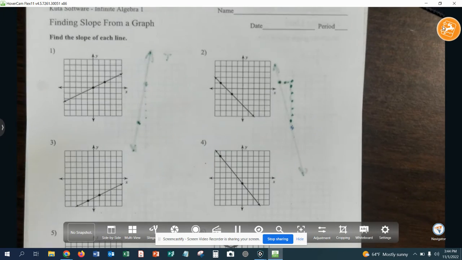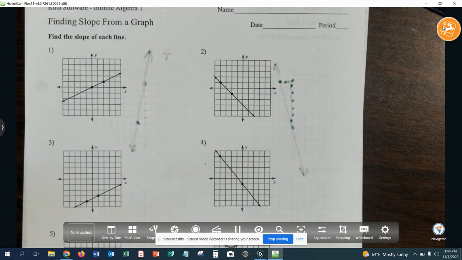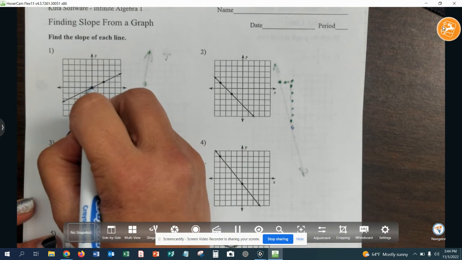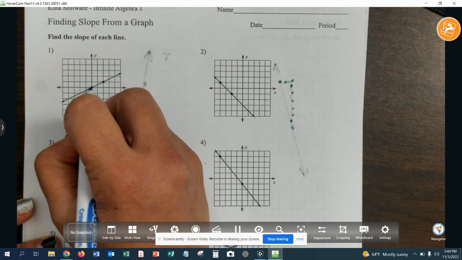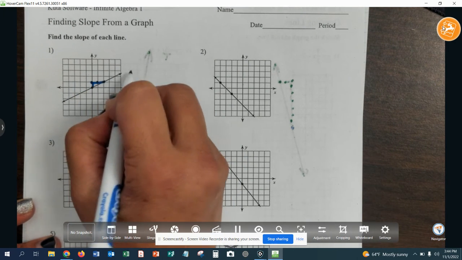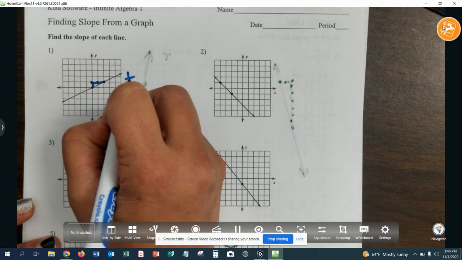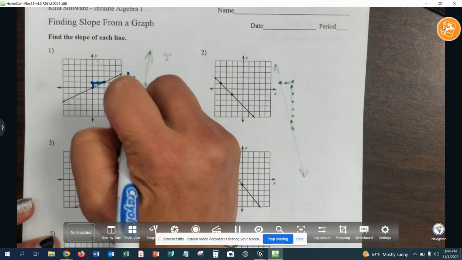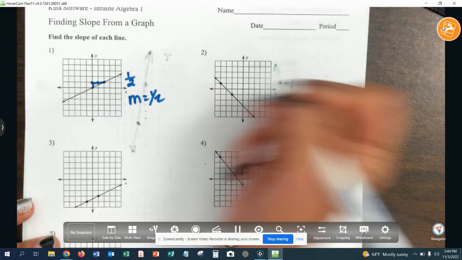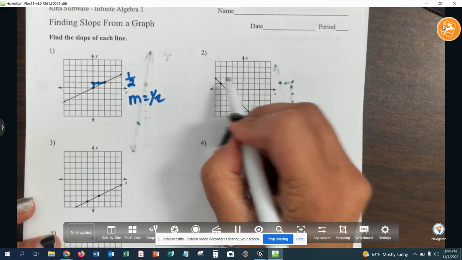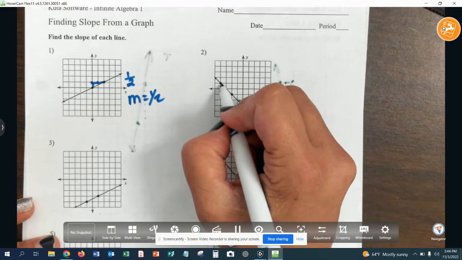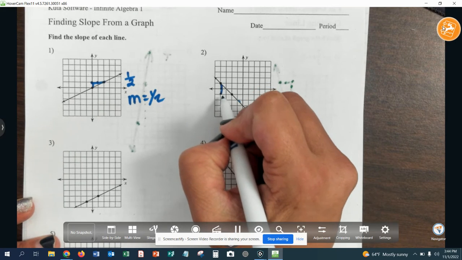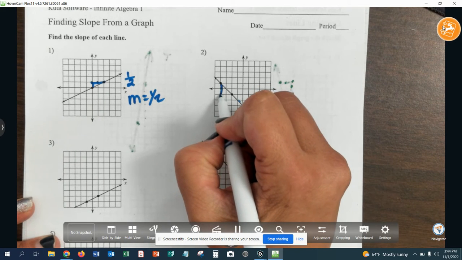Cool. Next page. Finding a slope from the graph. We practiced a little bit of this yesterday. So if you look, you're going to go up 1 and over 2, 1, 2, up 1 and over 2, 1, 2. So your slope is 1/2. So I'm going to write m equals 1/2. Look at this one. Here's your 2 points. And this slope is a negative slope. So it's going down 2, 1, 2, and over 2, 2, 2.